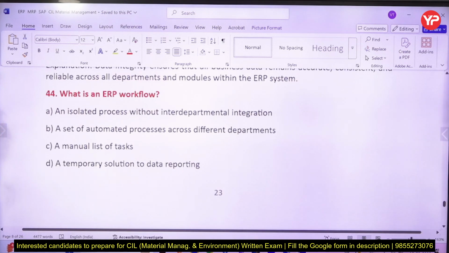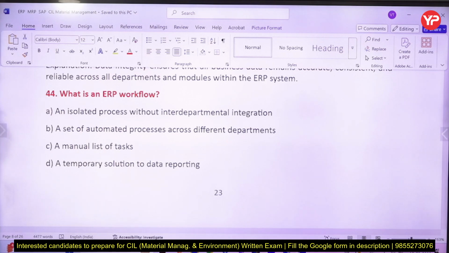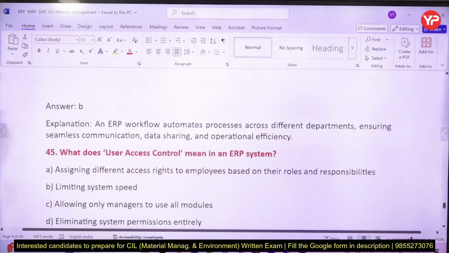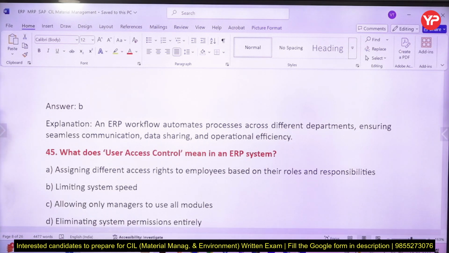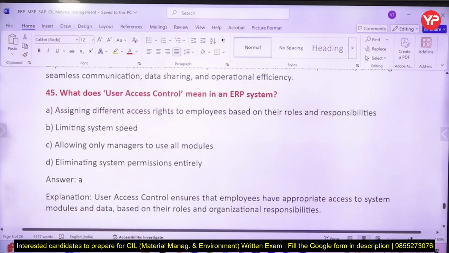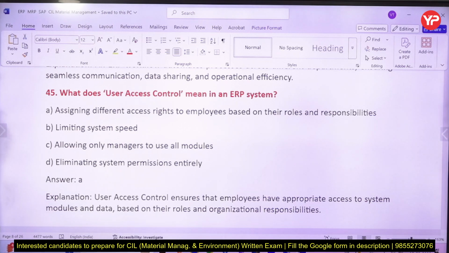What do you mean by ERP workflow? Any idea what is ERP workflow? It automates the processes across different departments so that seamless communication, data sharing and operational efficiency could be attained. What does user access control mean? As per your roles and responsibilities, I'll give you access. That is user access control. Different users, different control.